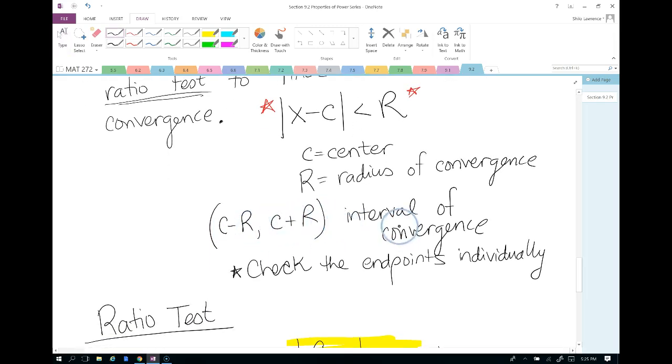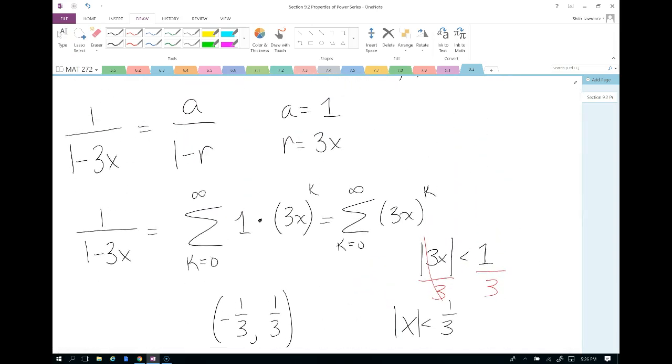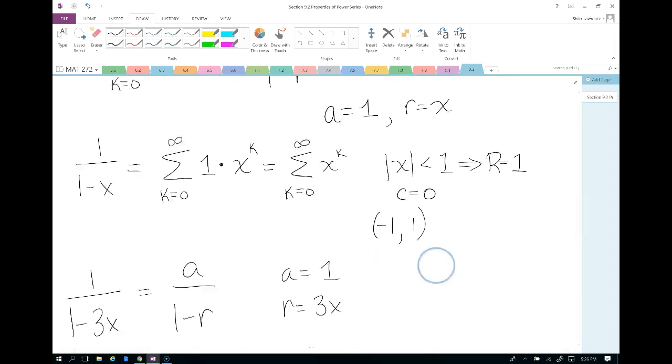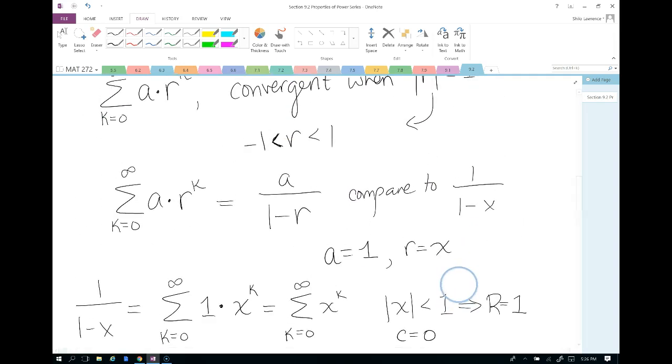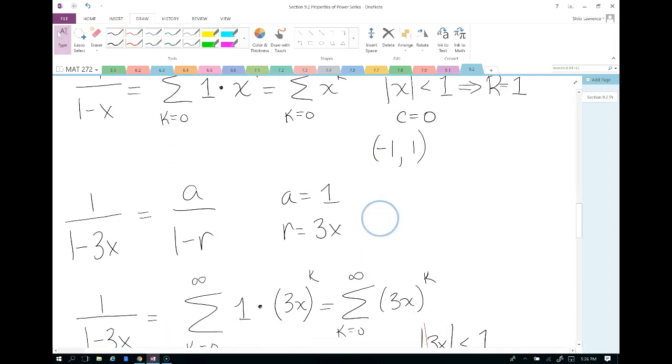So that's enough information to create our interval of convergence. Inside parentheses, we'd have c minus R as the lower bound and then c plus R as the upper bound. But we have to check these endpoints individually to see if we're allowed to include them or not. We didn't have to do that with geometric series because the geometric series test is very clear. It says the absolute value of r must be less than 1. That's part of the rules of a convergent geometric series. And if it is greater than or equal to 1, then it's divergent.